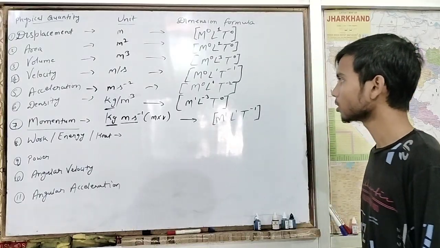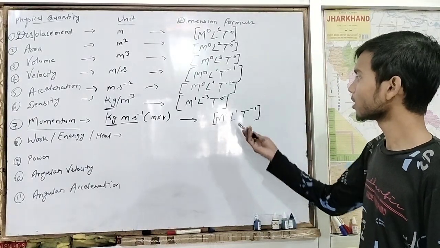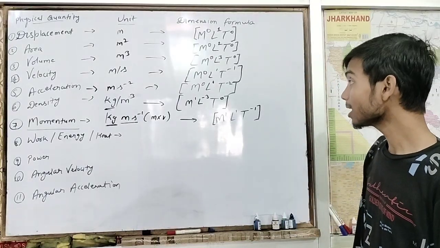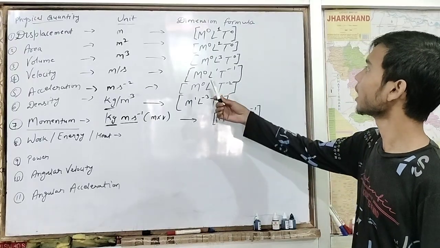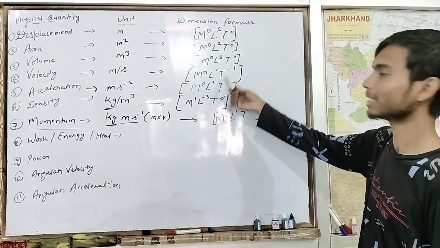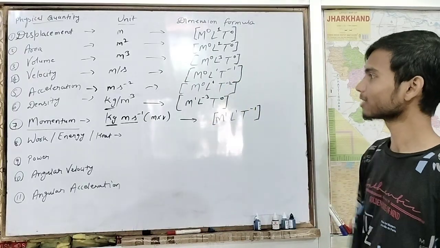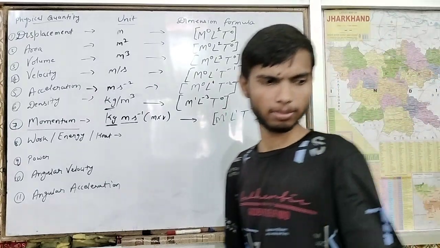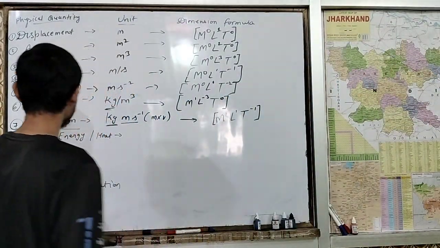Clear? For velocity, what do you want? M0 L1 T minus 1. Here, M0 L1 T minus 1 for velocity. Okay, this was not a twist. The twist is coming after.